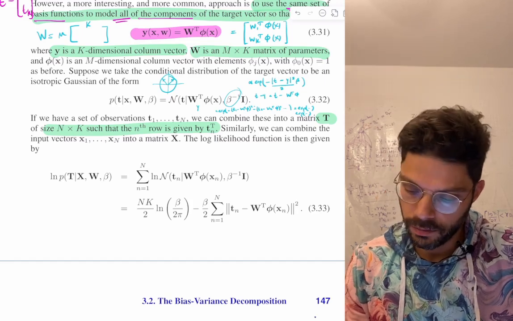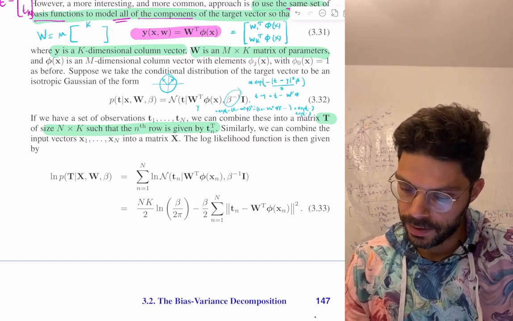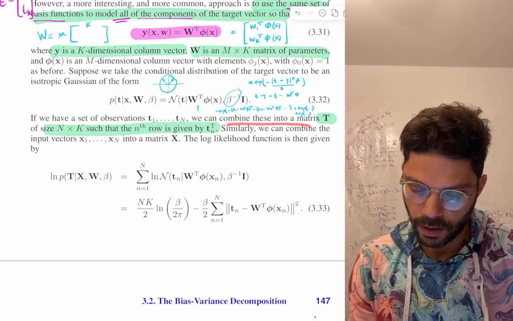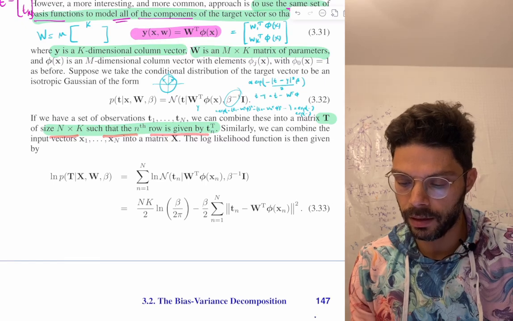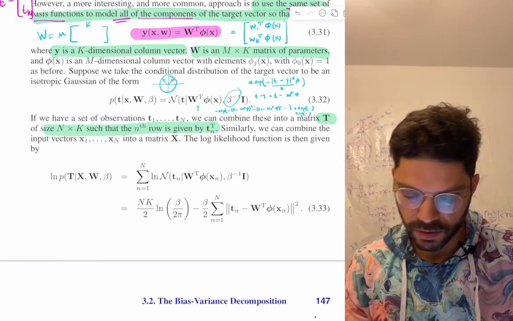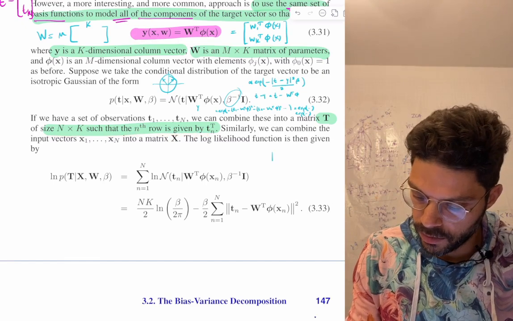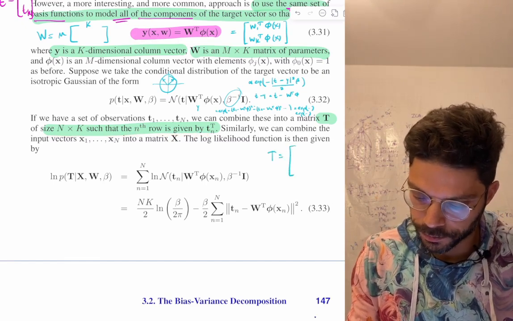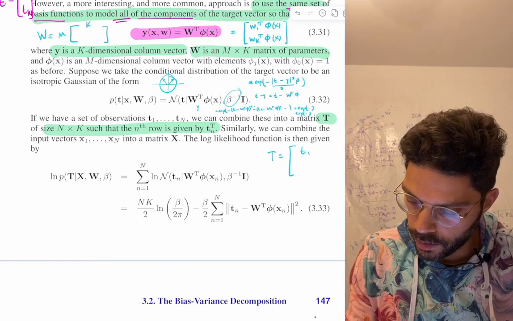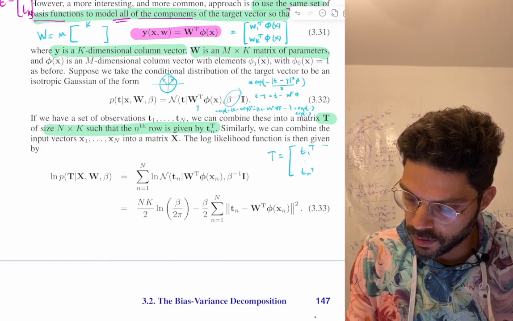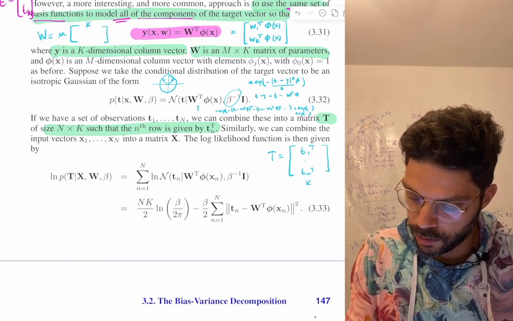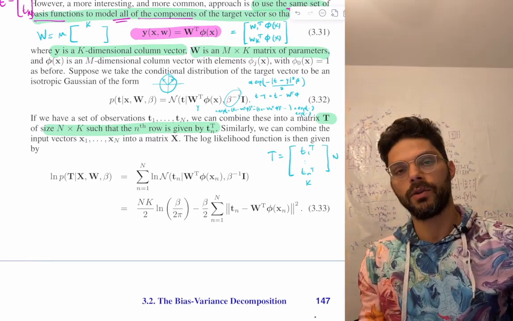So you guys can see, very good. We can combine these into a matrix T of size n by k such that the nth row is given by Tn transpose. So let's just draw that out. T is going to be T1 transpose all the way to Tn transpose, and this is n rows by k columns. So we have one row per observation.